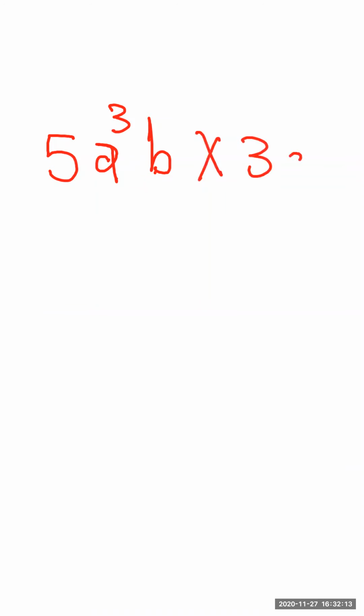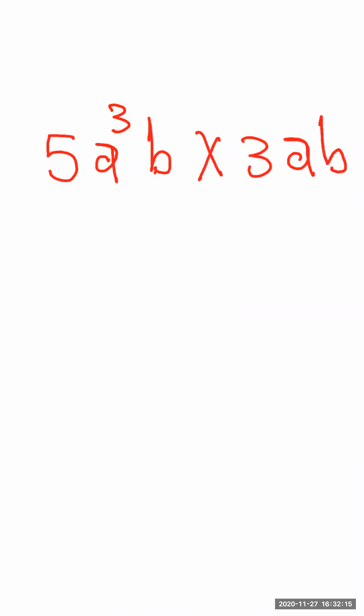Okay, one more example, guys, so that you can understand it. Lesson 4, page 59. 5a at the power of 3b times 3ab.